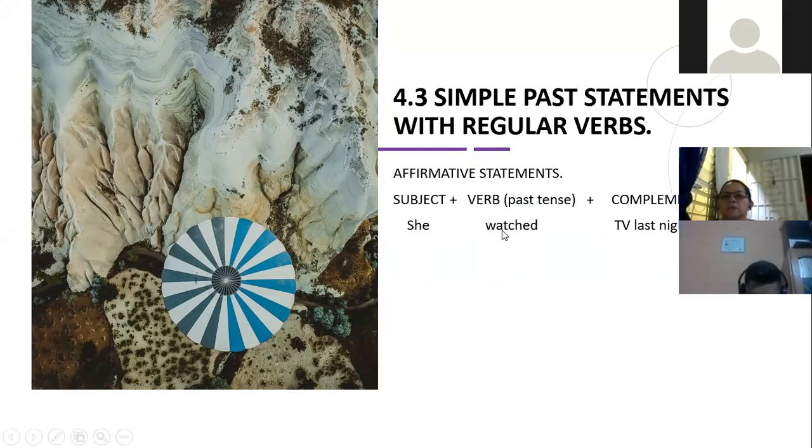The verb in past, right? And a complement. Remember, in simple present, we use the subject, the verb, and the complement. In this case, it's the same. With the past, it's the same. The only difference is that the verb is in past. No in present, it's in past then, right?